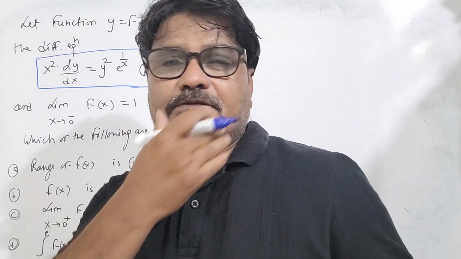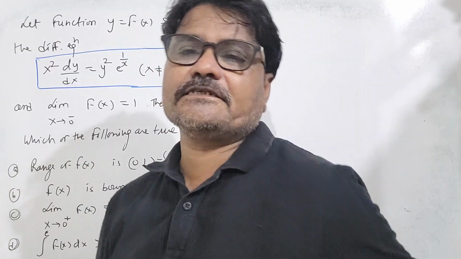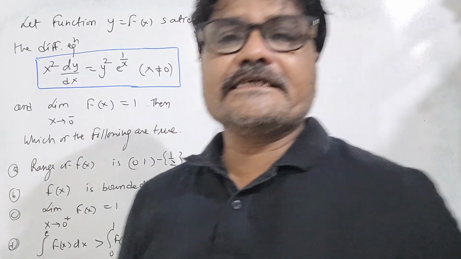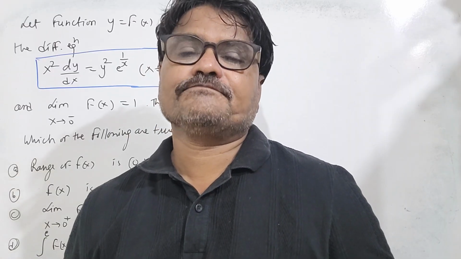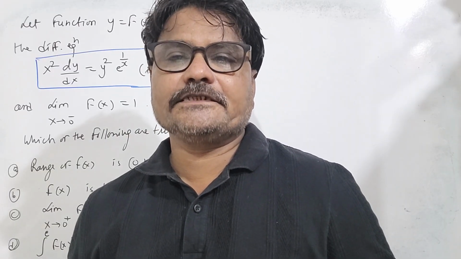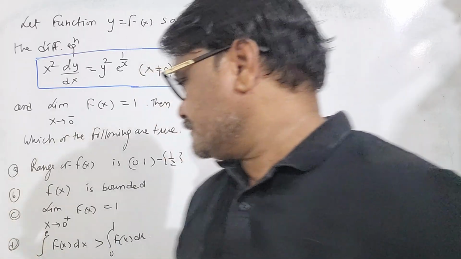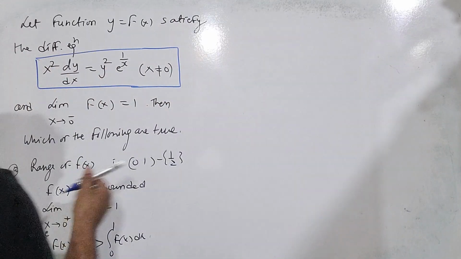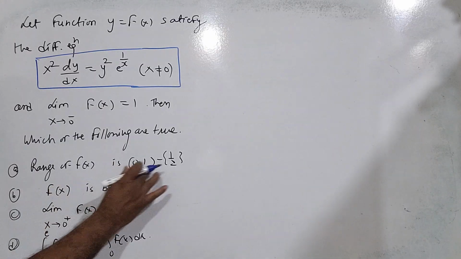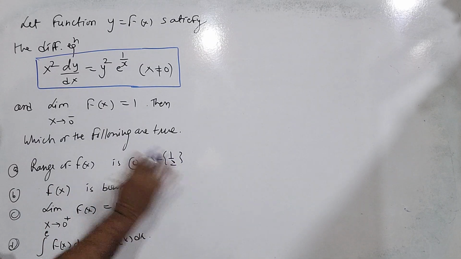Why is this limit given? Because when we solve the differential equation, we will use integration, and there we will get the constant of integration. That constant of integration we can find by using this limit. Okay, then these are the options. Option A: the range of f(x) is (0, 1) excluding half.